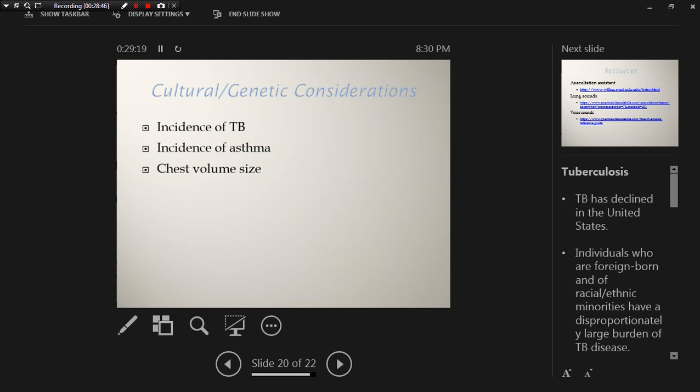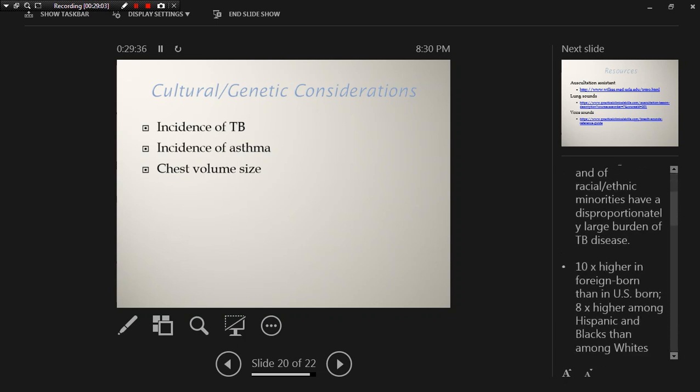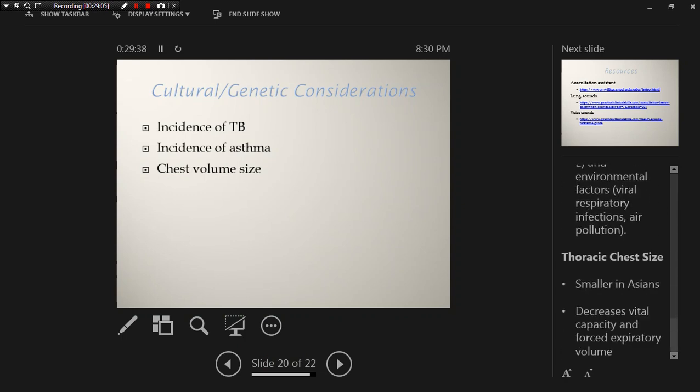Incidence of asthma, we know that's associated with kids, obviously. Its genetic component is also composed of environmental issues as well. And then we kind of talked about chest volume size with the aging, but it also does talk in the book a little bit about that in the Asian population, their chest size is a little bit smaller, so it can affect their vital capacity, what they're actually able to take in, and how much they're able to breathe out.